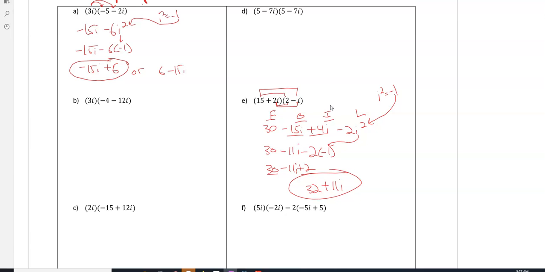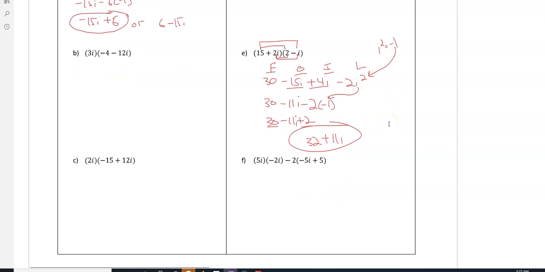All right, so that is E, and that's how you do a FOIL. And whenever you multiply these i's together, you're going to end up with an i squared. You're going to have to plug in -1. That's the part you need to remember for the test. i squared is -1, something you should immediately write on your test.